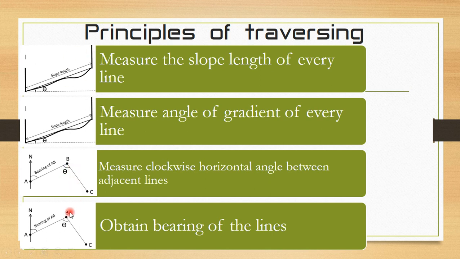And finally, you obtain the bearing of the line. The bearings of those lines have to be determined because we are saying that a traverse consists of a series of lines which are connected and have both magnitude and direction. So in this case, we need to determine each and every direction of the line by determining their bearings.